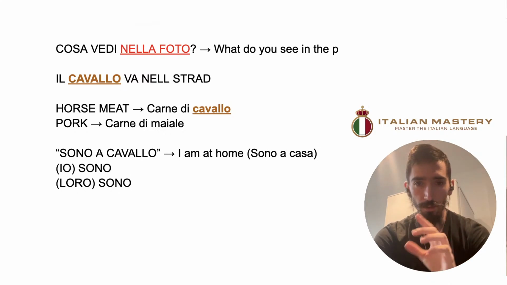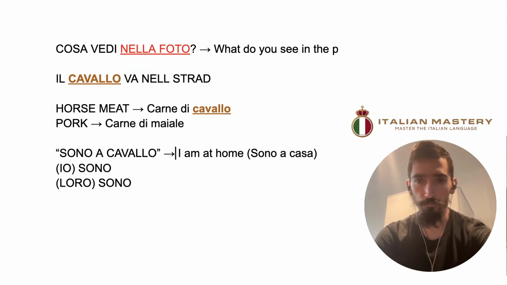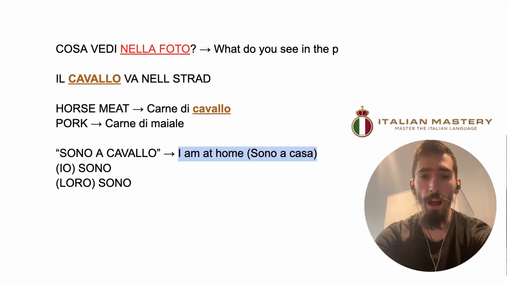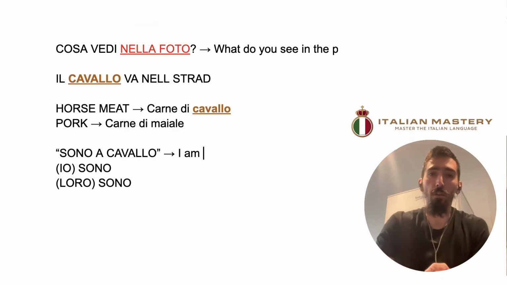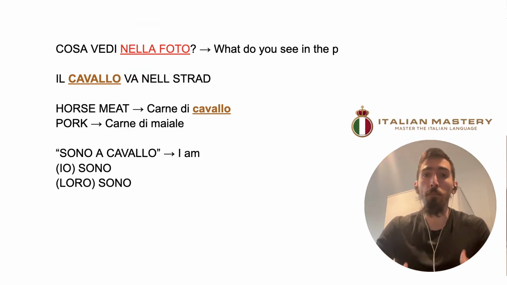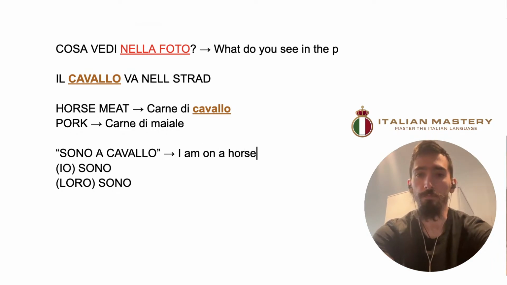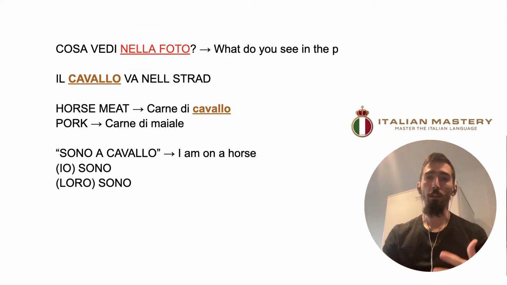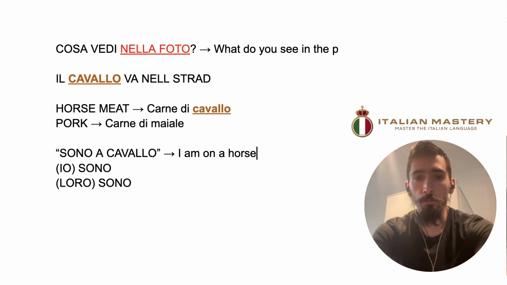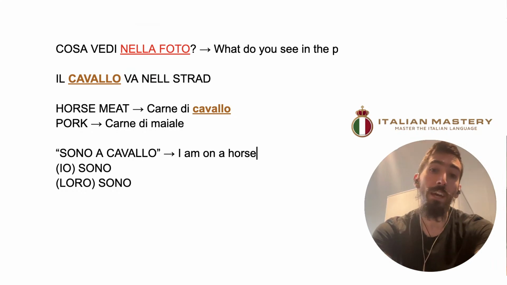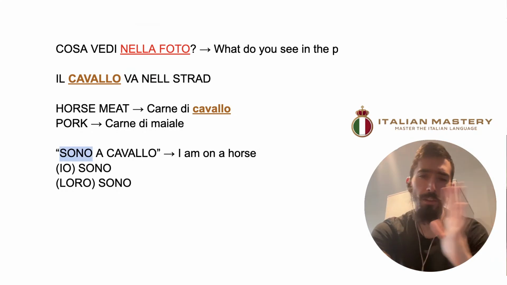That's not the meaning. The meaning is I am literally on top of the horse, right? I'm riding. I'm about to ride the horse, right? I am on a horse. Sono a cavallo. Or it could be they are on a horse. We don't know the subject, but that's beyond the point.